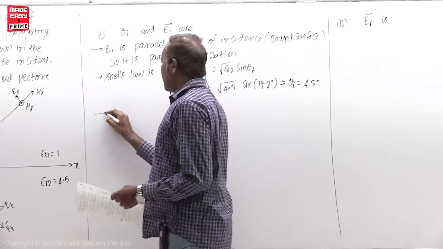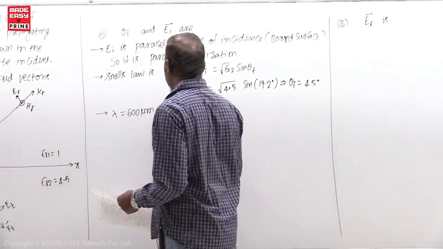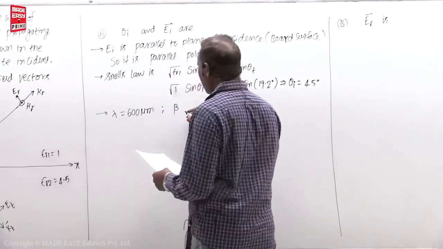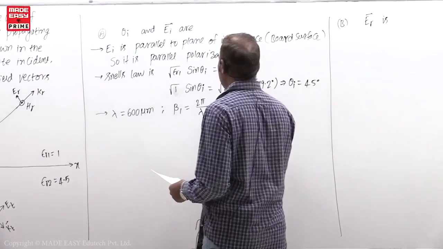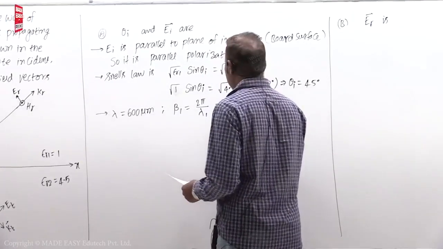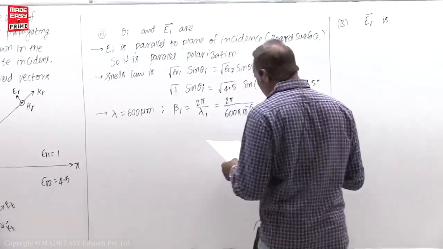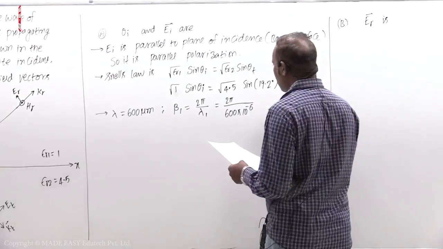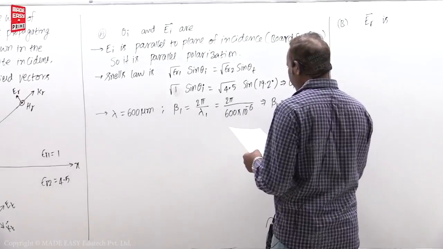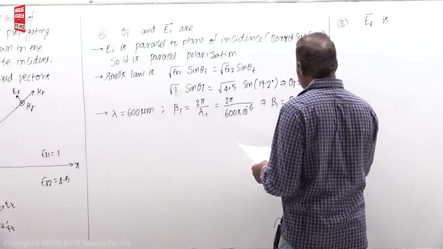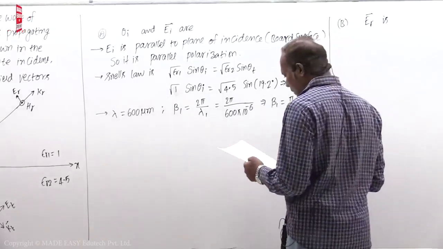Now lambda is given as 600 micrometer. Now from this beta 1 is equal to 2 pi by lambda 1, and that is nothing but 2 pi divided by 600 into 10 to the power minus 6. So this value you get beta 1 is equal to pi by 3 into 10 to the power 4, right?